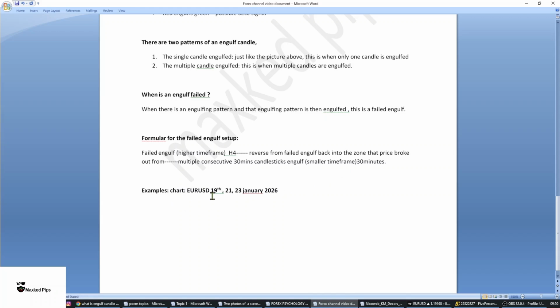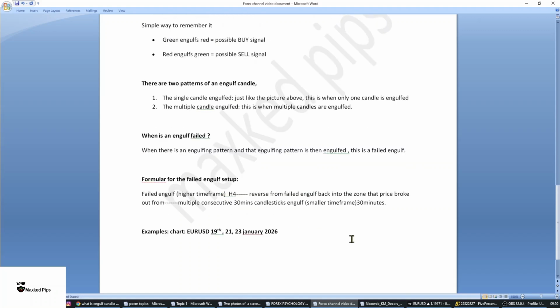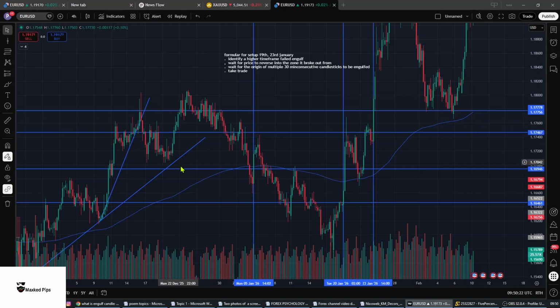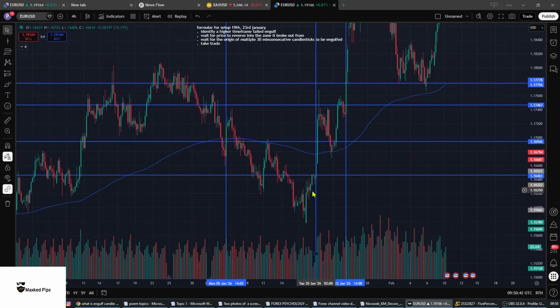Our example is going to be the 19th, 21st and 23rd of January. So, one second, I just have to clear this tab. Yeah, so we're on our H4 time frame. We'll look at the 19th.